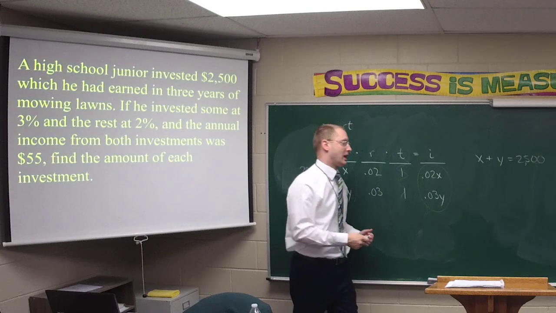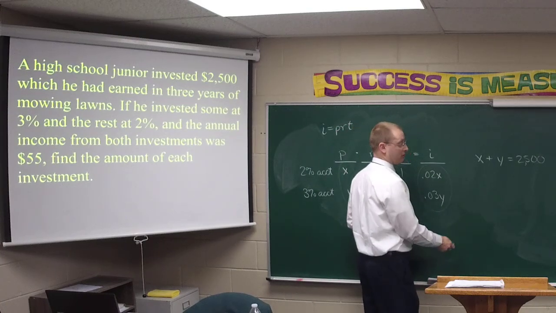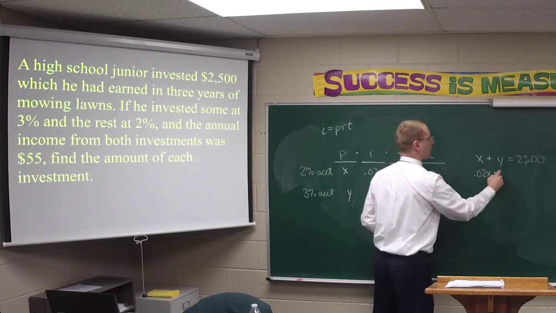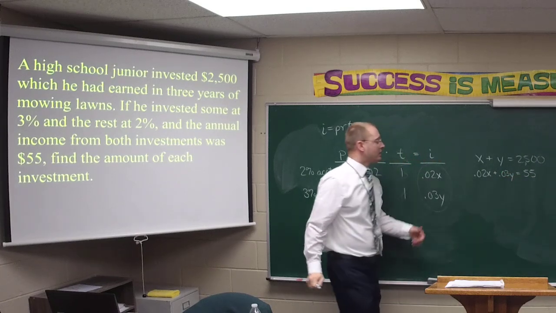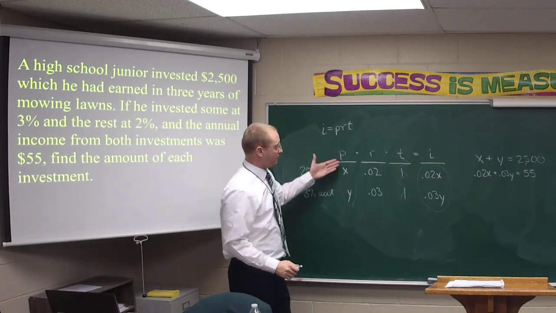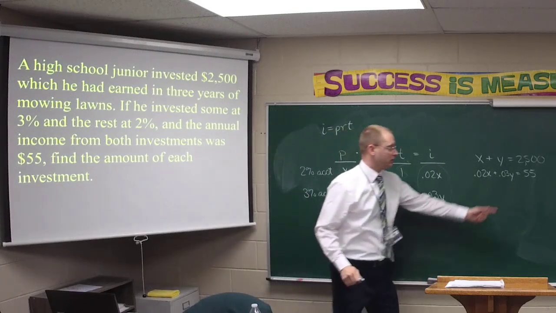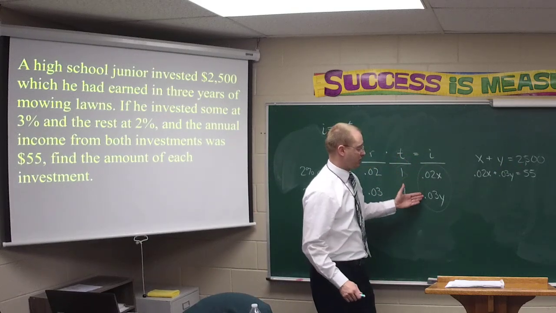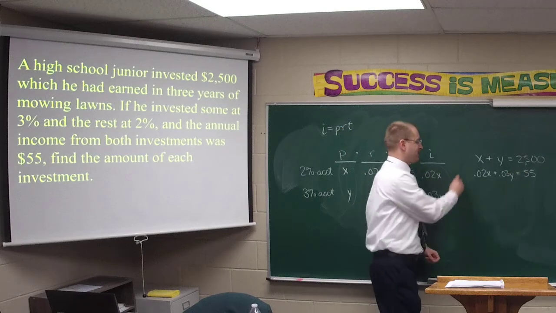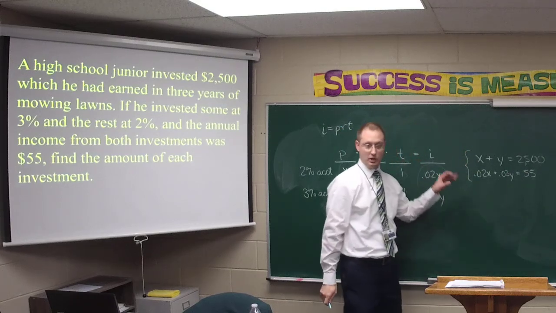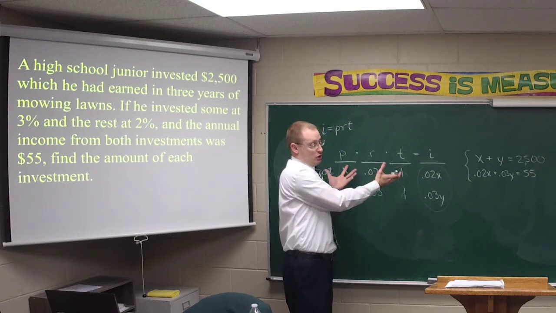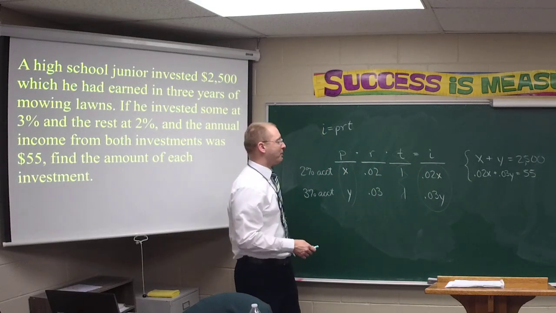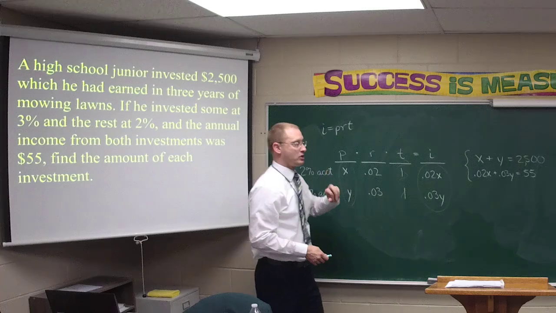So my lower equation, class, becomes 0.02x plus 0.03y equals 55. Make sense? Principal plus principal equals principal. Interest plus interest equals interest. And there's my system of equations. And you can work virtually any investment type problem this way, just using your chart setup that we used before, but now with X's and Y's. So we're going to have 2 equations, not 1.